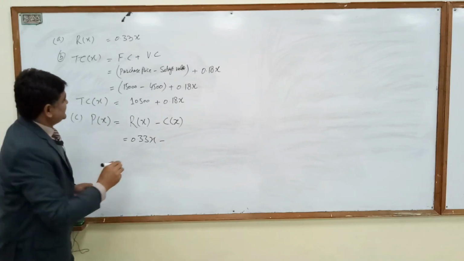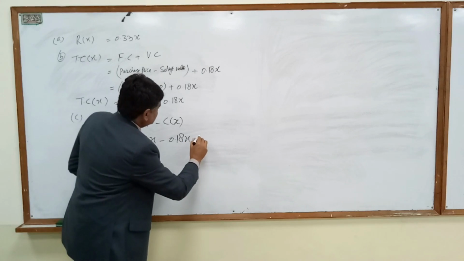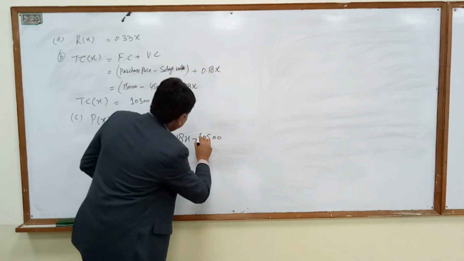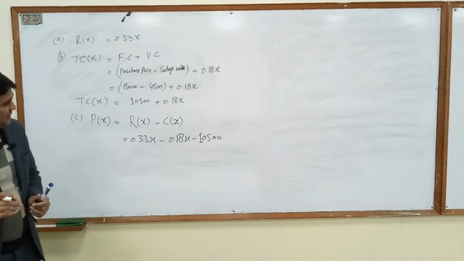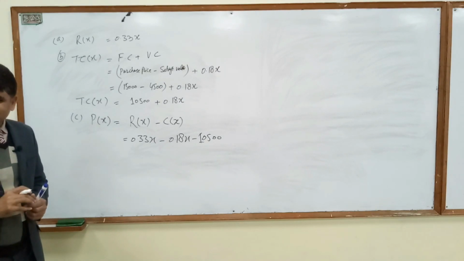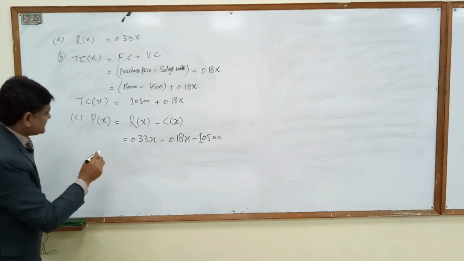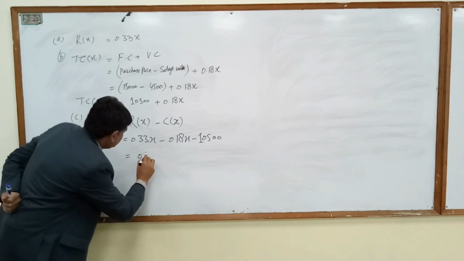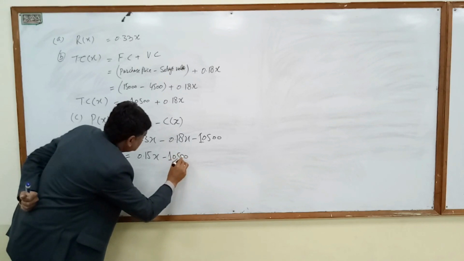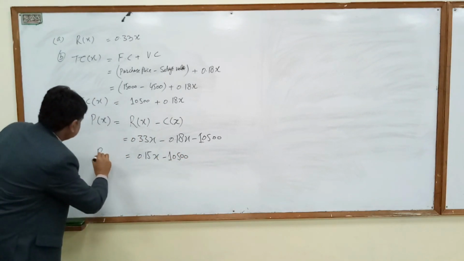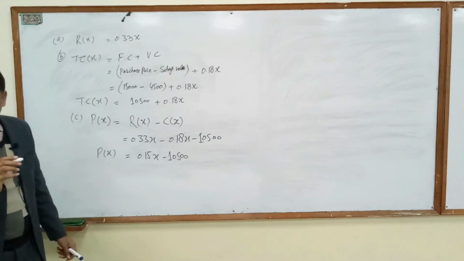10,500 plus 0.18x. That means you have to carefully work on how we pronounce the values. Okay? 10,500. So what's the difference? 0.15x minus 10,500. That's the profit function. Do we have any other part?